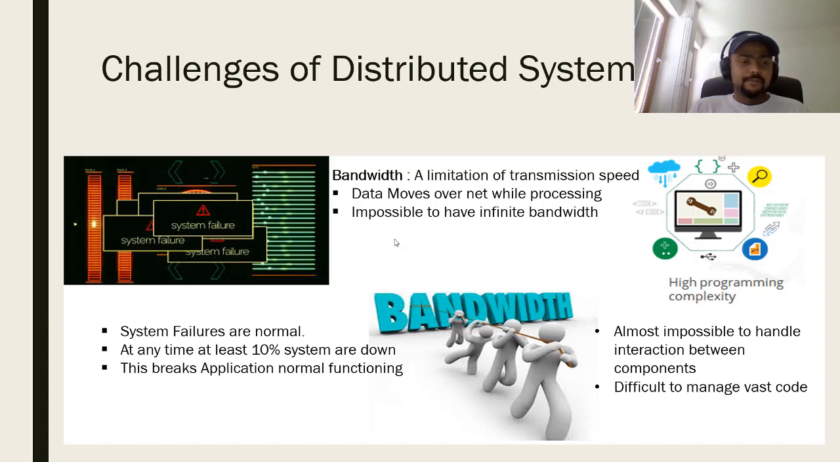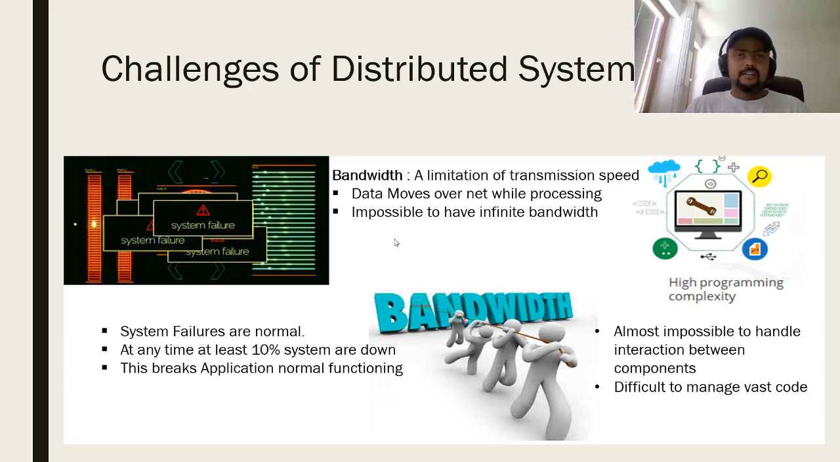System failures are normal. At any time, at least roughly 10% of systems may be down. This is just a general number, that at any time maybe 10% of systems are down. This also can break some part of the application functionality. Now you may be thinking that if this is breaking the functionality, then how can it be a good setup?